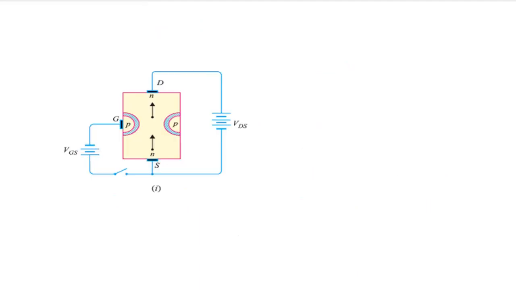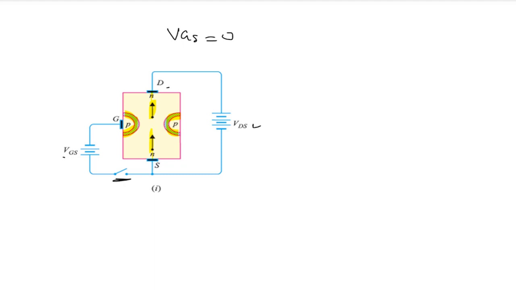Now suppose VGS is 0. So here VGS is 0 because the key is open, the key is not connected. And then VDS is applied, that is, a potential is applied between drain and source. Then two PN junctions will be established. Here we have a PN junction, here also you have a PN junction, and electrons will flow from the source to drain, that is shown here. Electrons are flowing from source to drain.